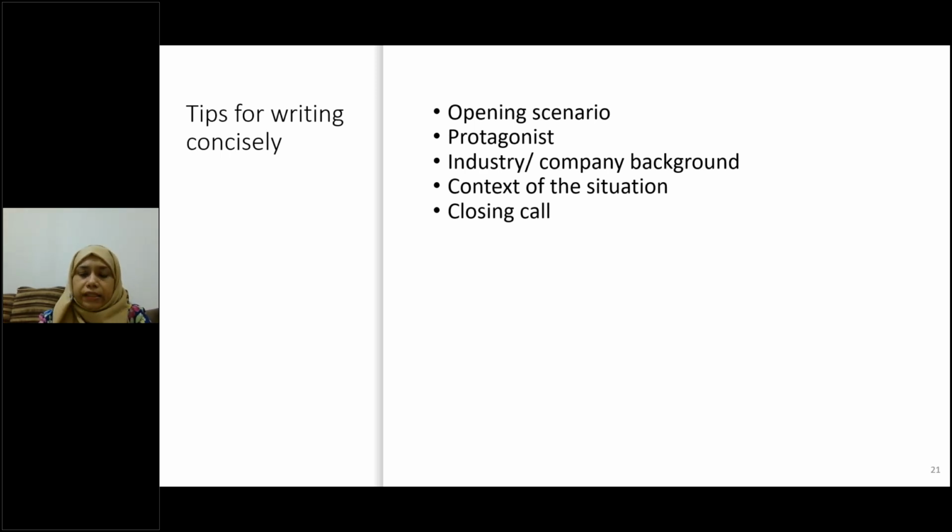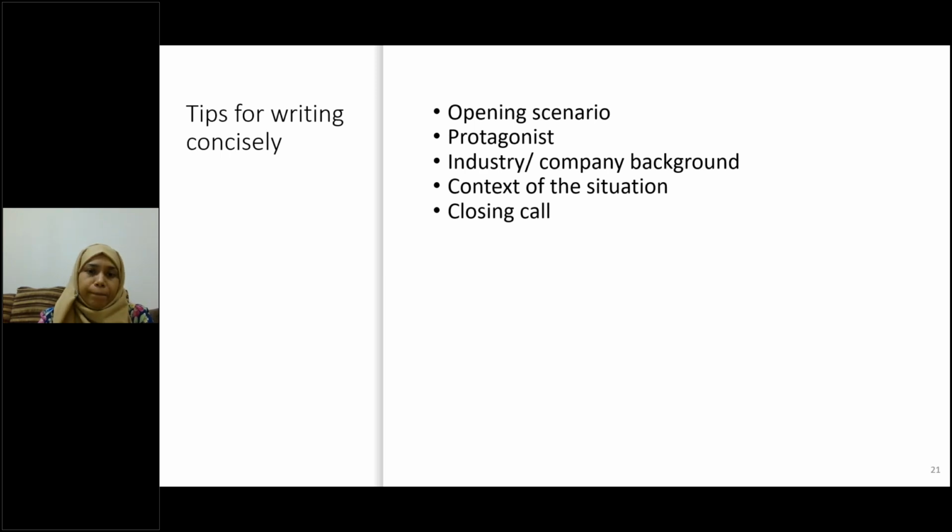We know that there are two kinds of information we need when writing cases. One is must know, another is good to know. In traditional cases, we have both kinds of information. Why? Because we want to give sufficient information to the readers, to the students, so that they can make informed decisions. When it comes to compact cases, you don't need to give too much good to know information, but you must give them must know information.